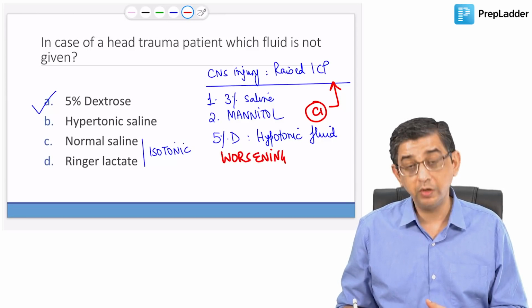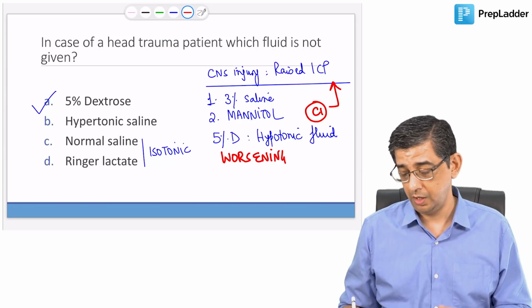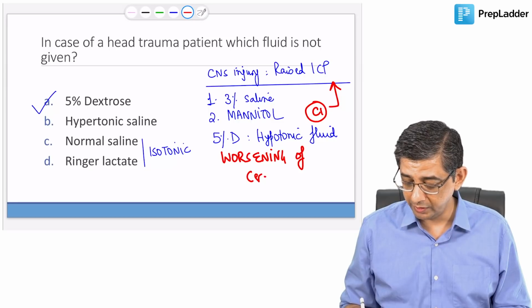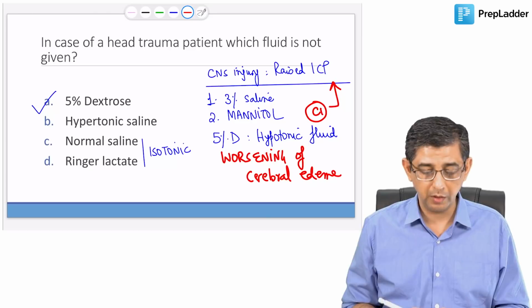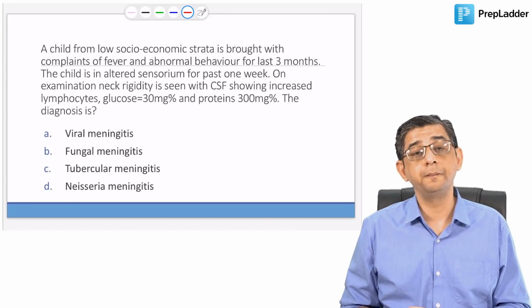The basic concept you need to understand is swelling in the brain: suck out the water, decrease the pressure in the brain. And if you give a hypotonic fluid, that's the take-home message for you, there could be worsening of the cerebral edema component. The answer to this question is option A. Moving to the next one.